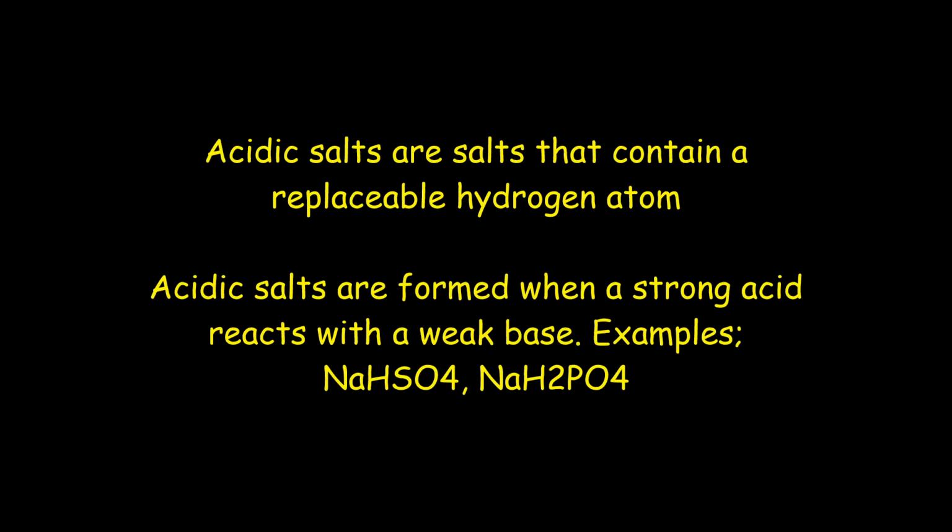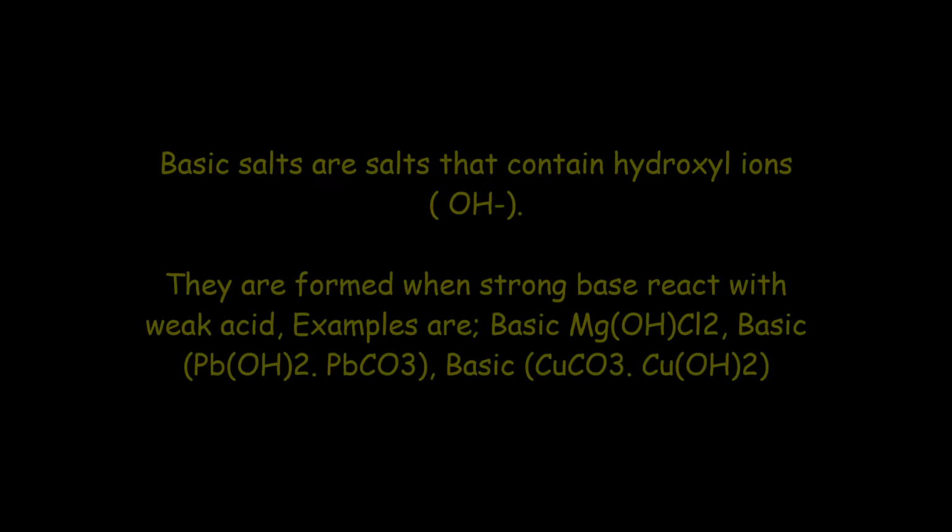Let's go to acidic salts. Acidic salts are salts that contain a replaceable hydrogen atom. Acidic salts are also formed when a strong acid reacts with a weak base. Examples of these acidic salts are sodium hydrogen sulfate, sodium dihydrogen phosphate, and more other examples.